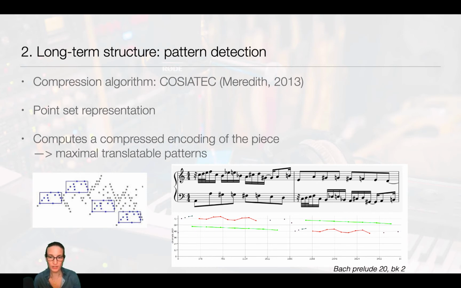The Bach prelude example here shows that COSIATEC finds most prominently the red and the green pattern, which you can also hear in the music.